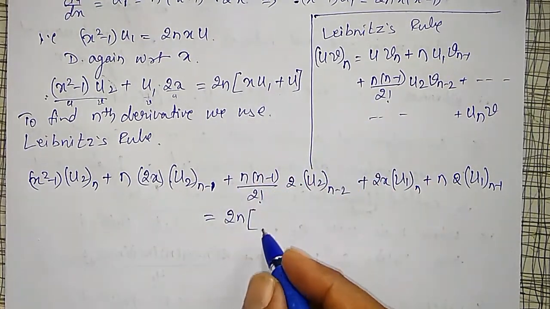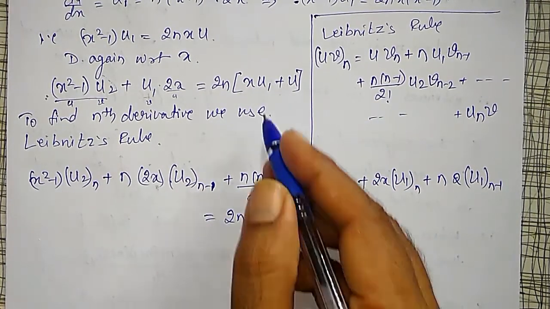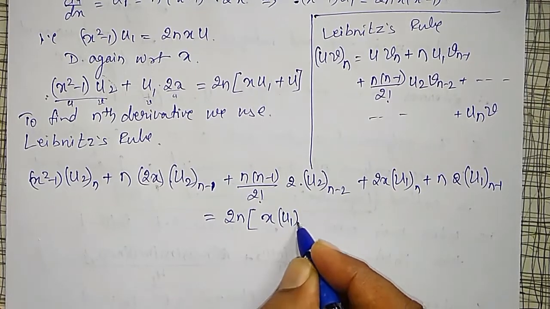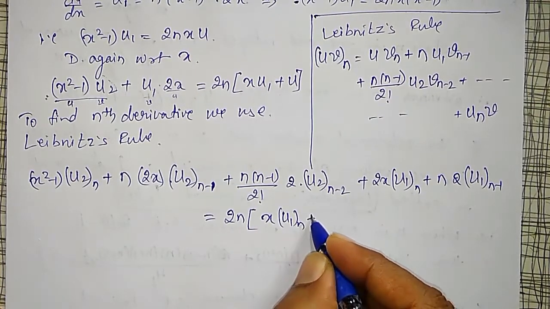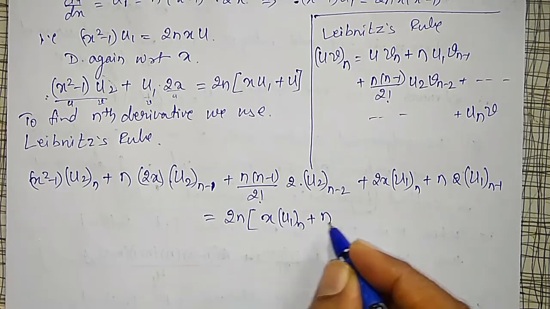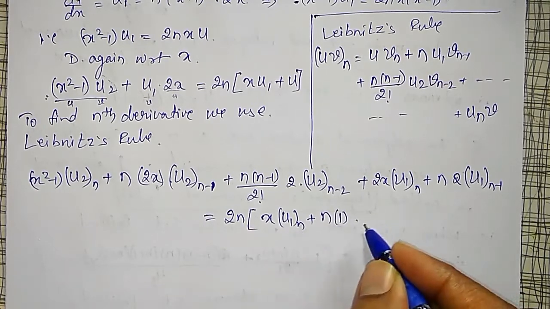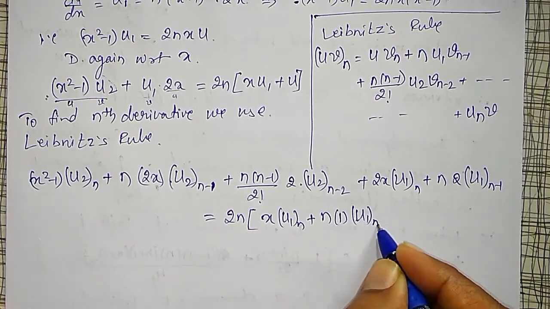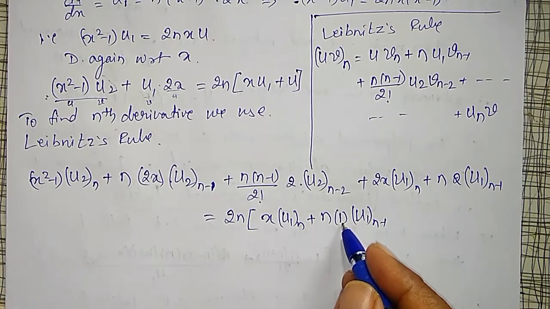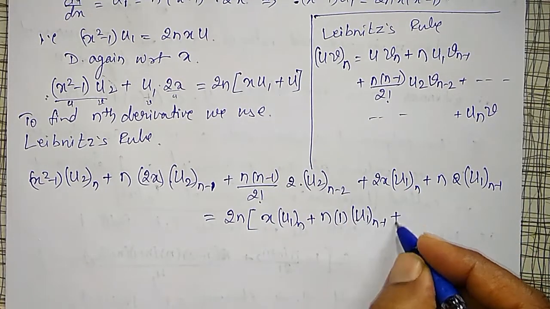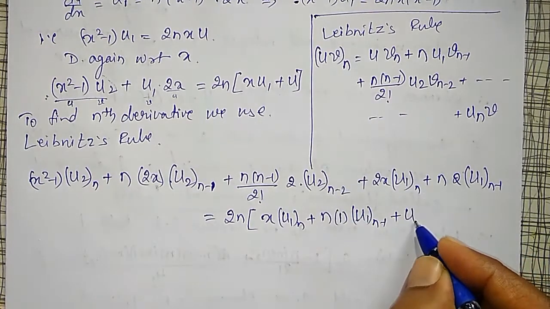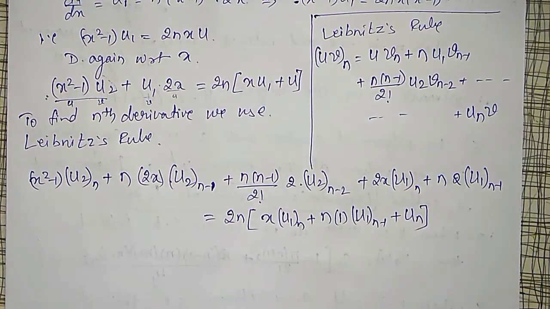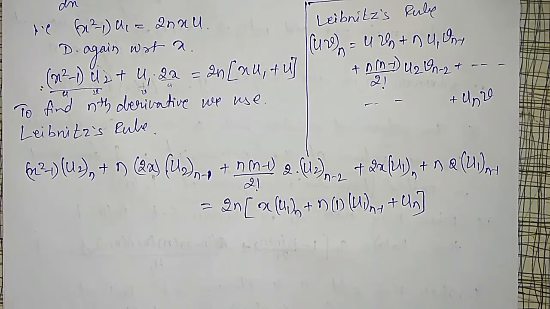Again Leibniz rule I will apply. x into u1 nth derivative plus n into derivative of x is 1 into previous derivative u1 n minus 1. If you go for the next, its derivative will become 0, so stop here. Plus u is there, u nth derivative. Okay, now simplify this.